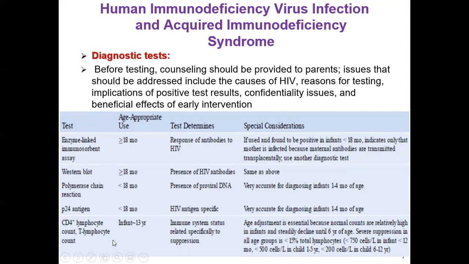So if the CD4 count is less than 1,500, we call it stage 1. If the CD4 cell count is below 1,000, or 700 to 1,000, we call it stage 2. And stage 3 is when the CD4 cell count is less than 750 or less than 500.